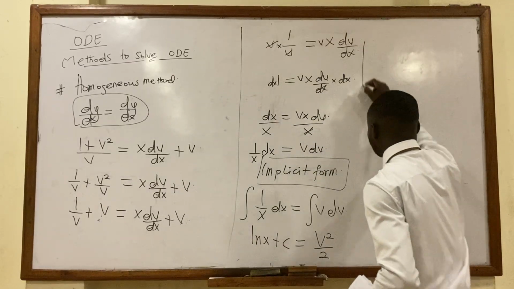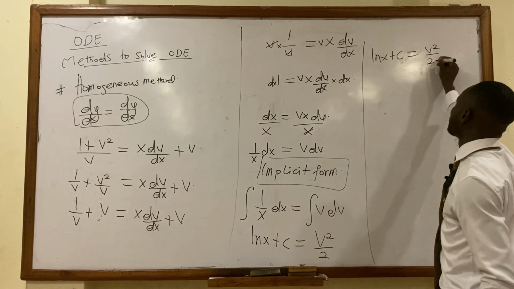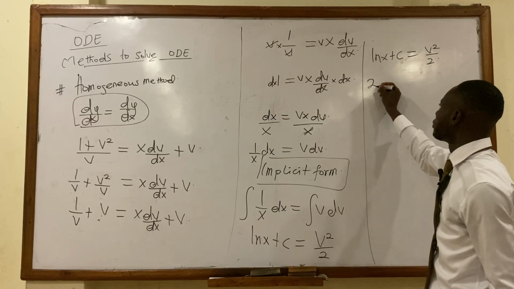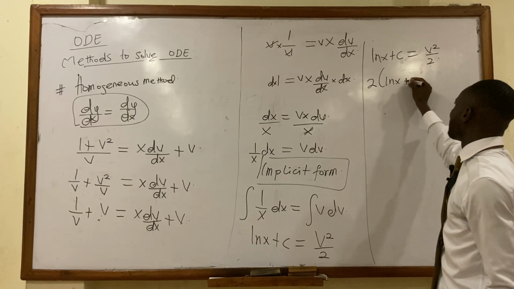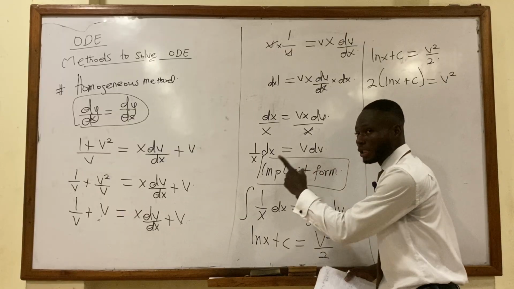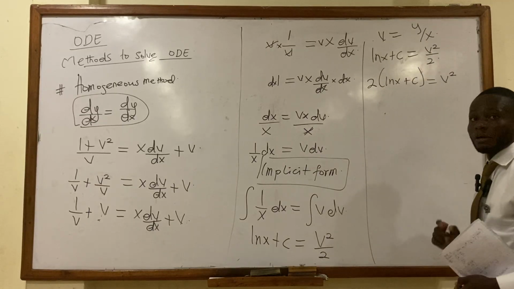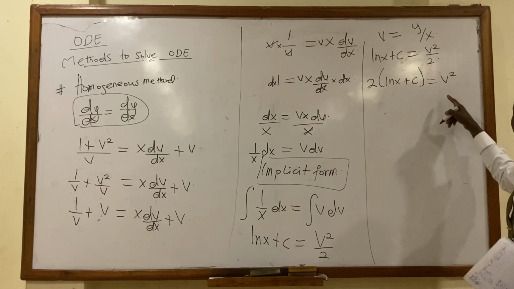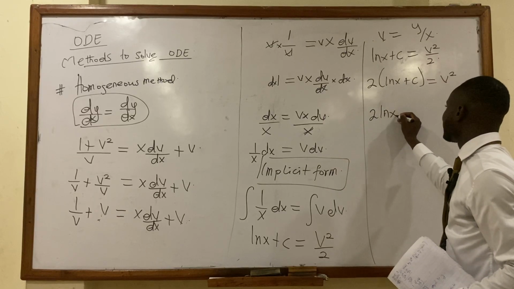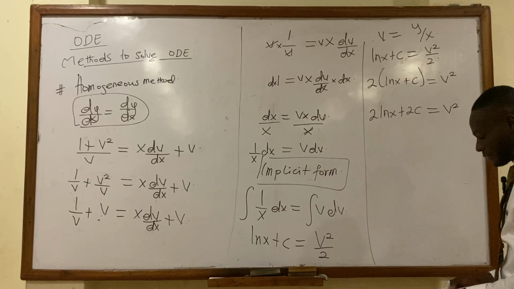So what can we do now? ln x plus c is equal to v squared over 2. We need v, right? So we multiply by 2, and we have 2 times ln x plus c equals v squared. But earlier on in the process, we said that v should be equal to y on x, right? So we can do that substitution over here. Very simple. So now we have 2 ln x plus 2c is equal to v squared, right?